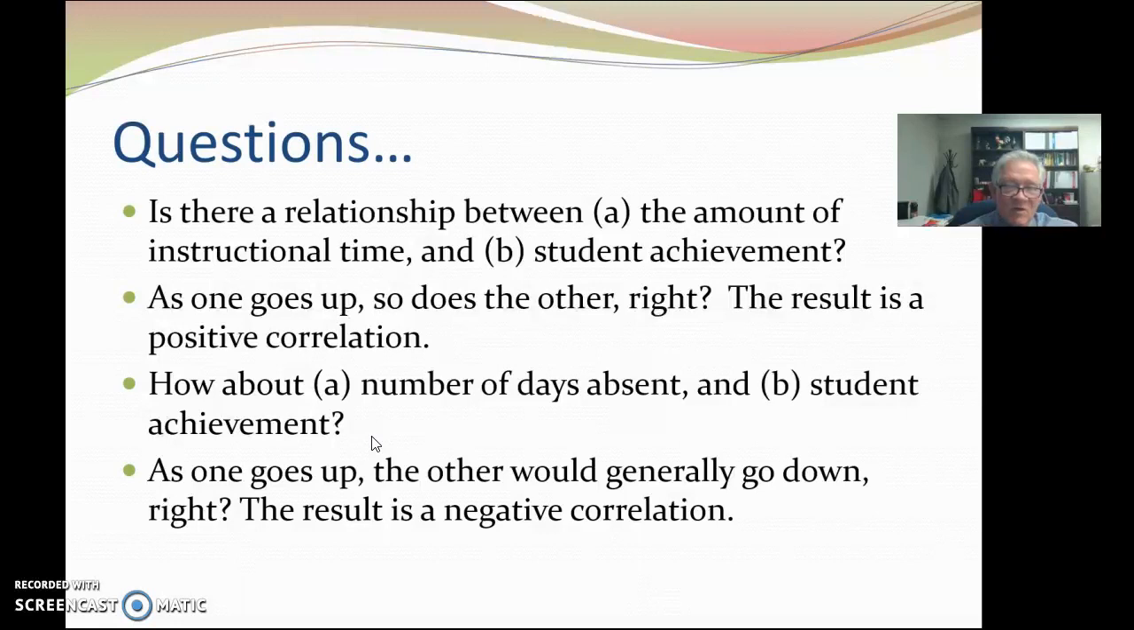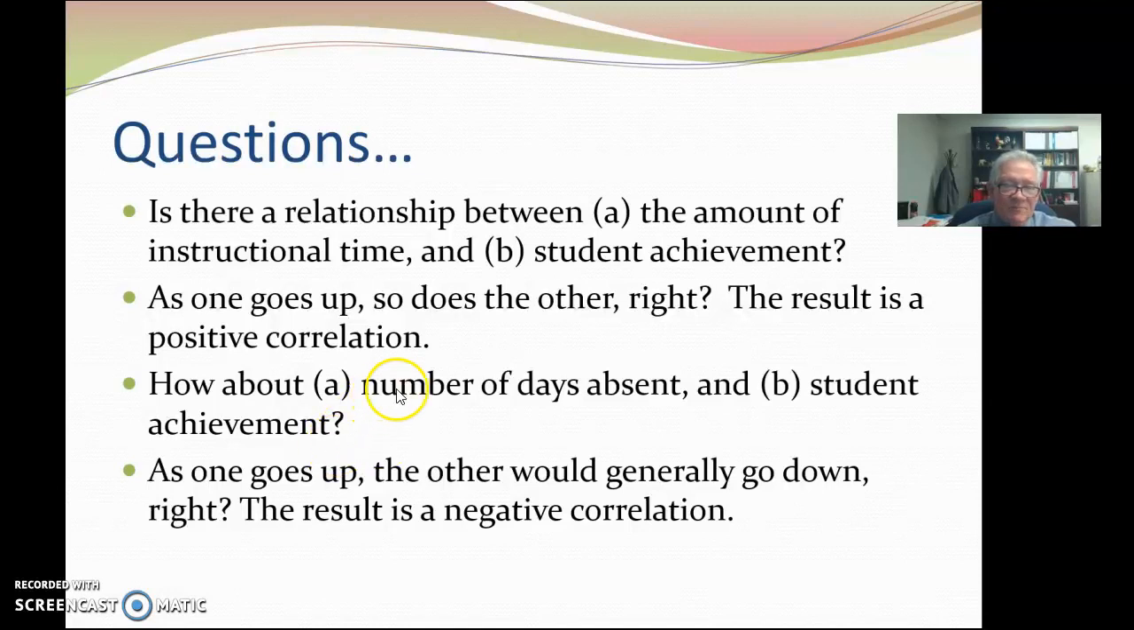We can't say necessarily that being absent causes achievement to go down. We just know that we can predict that if a student is away from school more, then their achievement and learning is going to be impacted, decreased. But there's no direct cause and effect. The only way you can determine cause and effect is in a genuine laboratory setting that controls all of the other extraneous or confounding variables.